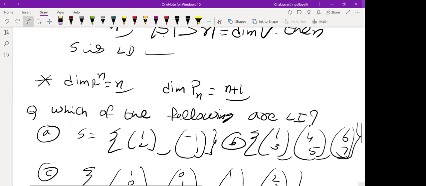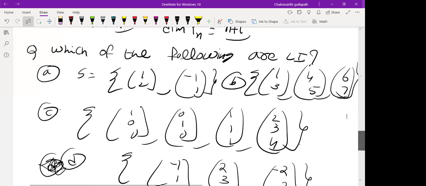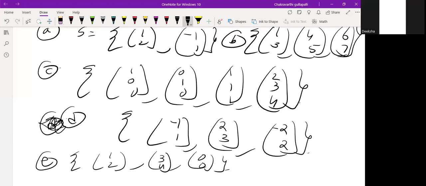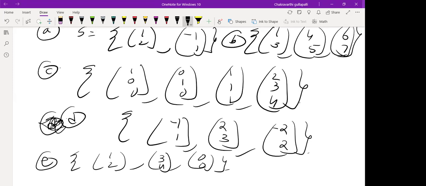How will you check? Finding the rank. First we find the determinant. If it is a square matrix, find the determinant. Determinant not 0, independent. Determinant 0, dependent. If it is rank, then rank equal to n, independent. Rank less than n, dependent. This is how we have been doing it.